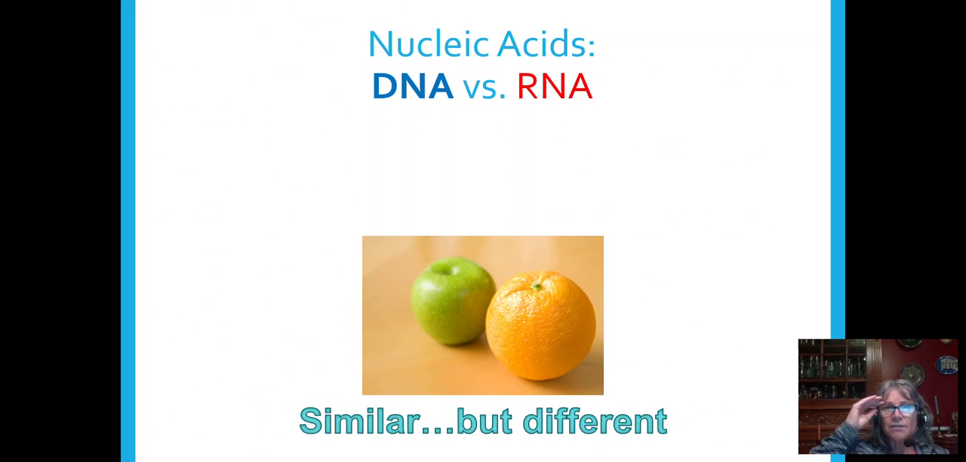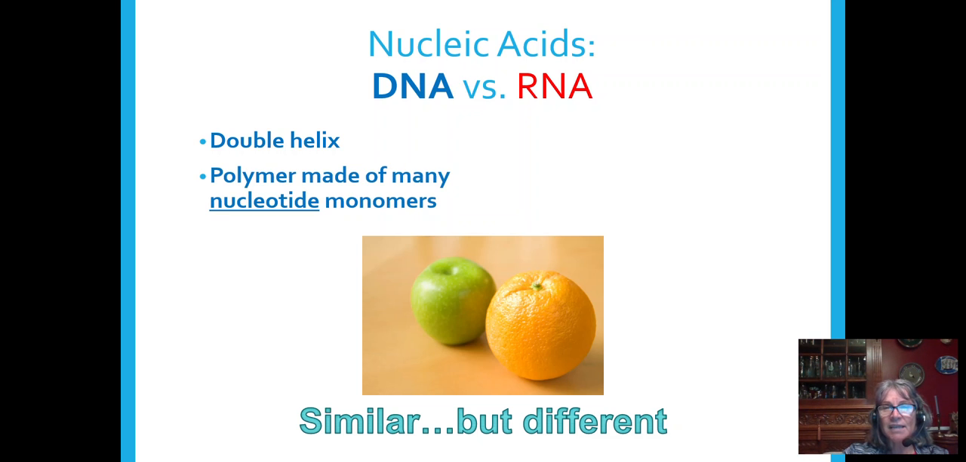So first, let's look at our nucleic acids. The 2 that we are primarily concerned with are DNA and RNA, deoxyribonucleic acid, ribonucleic acid. These are similar. They're both nucleic acids. They're built of the same monomers, similar monomers, but they do have some differences. DNA is a double helix. It is a polymer made of many nucleotide monomers.